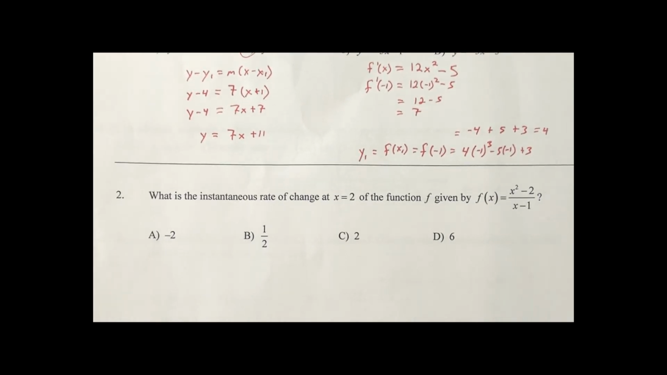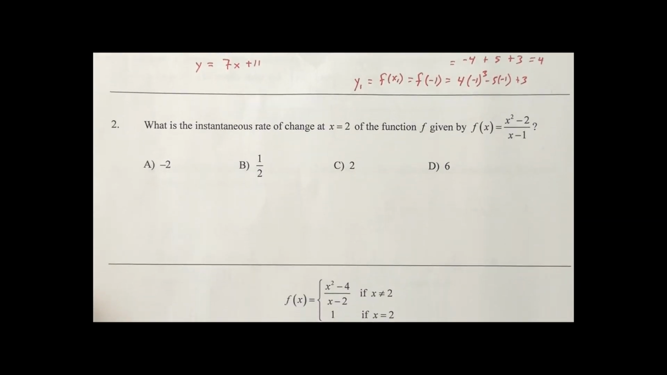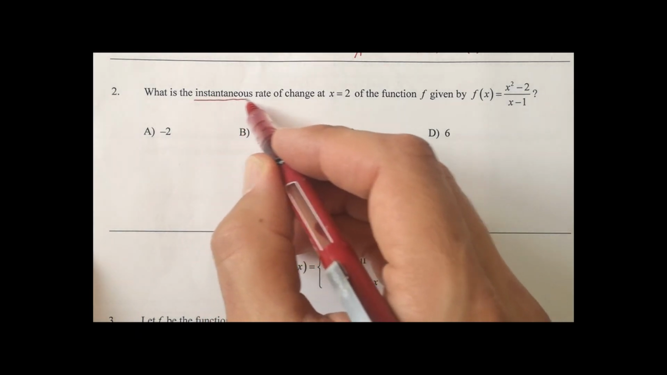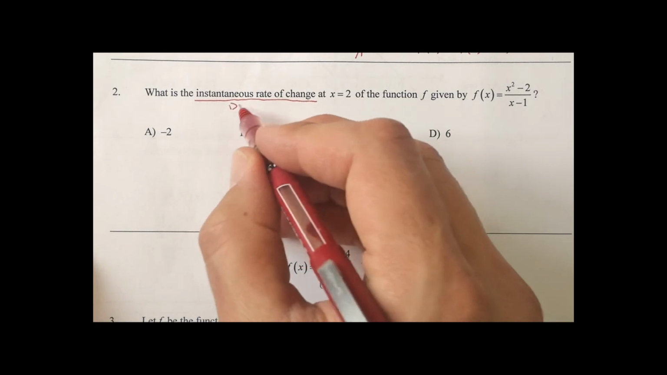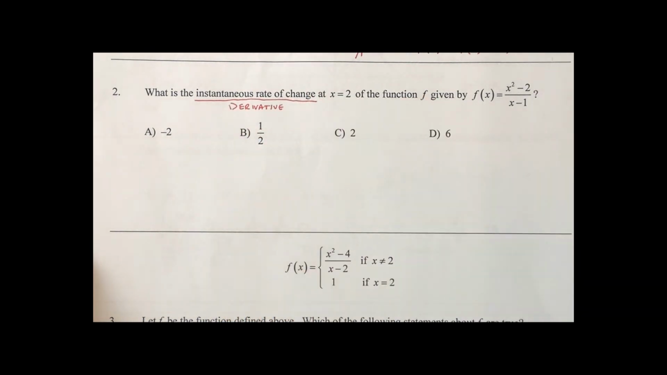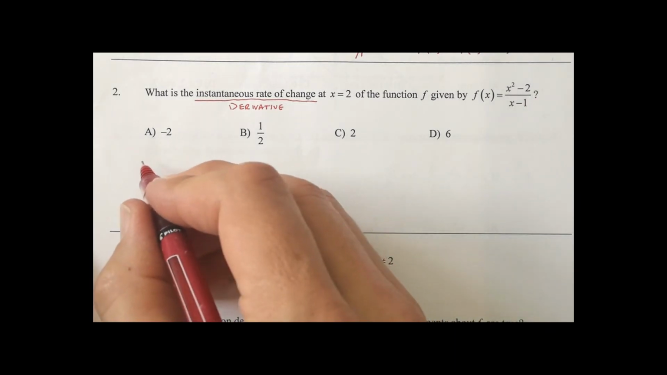For problem number 2, what is the instantaneous rate of change at x equals 2 of f, if f is the quantity x squared minus 2 over x minus 1? Instantaneous rate of change. We know that this is another way of stating the derivative. So we're looking for the derivative of the function at x equals 2. So we have to derive this function, which means we have to use the quotient rule.